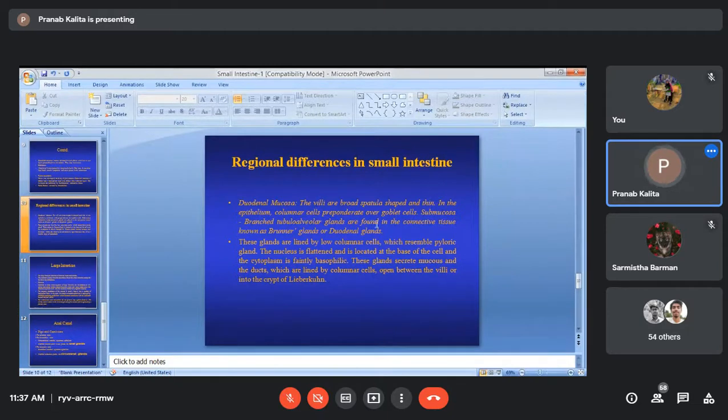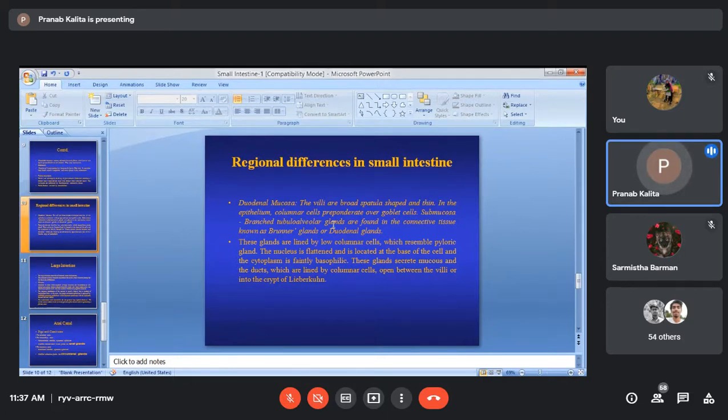And branched tubuloalveolar glands are found in the connective tissue, known as Brunner's glands or the duodenal glands. In the tunica submucosa, remember, glands you will find in the lamina propria also. These will be called the crypts. The glands in the entire small intestine, whether duodenum, jejunum or ileum, you will find in the lamina propria, the crypts of Lieberkuhn or intestinal glands. In addition, in the submucosa you may also find the glands. These are the branched tubuloalveolar glands, and in case of duodenum, it is called the Brunner's gland.